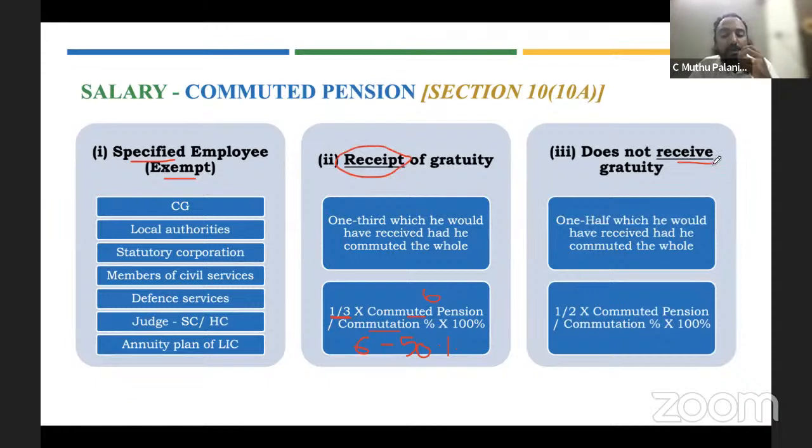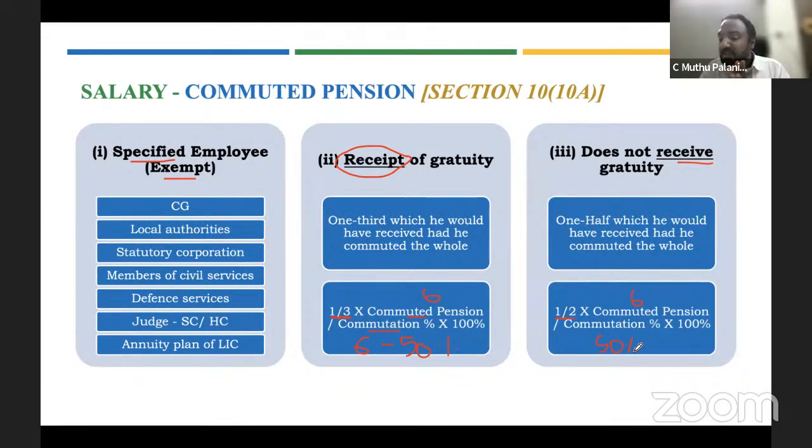I'll tell you the importance of why I'm stressing this. If you are not receiving gratuity, the 1/3 will become 1/2. So in the same example, if this is 6 and this is 50%, what will be the number? 50% of 6 is again 12. So 1/2 of 12 is 6. So out of 6 lakhs, 6 lakhs is exempt. So partially taxable, partially exempt. So you have to calculate by determining this proportion.